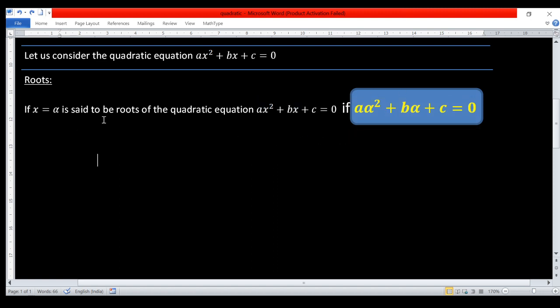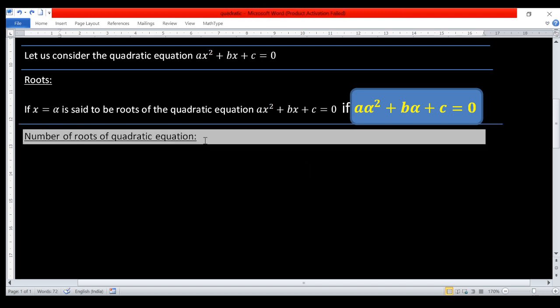So there is an equation ax square plus bx plus c, and you replace x with alpha in that equation. It will give one value. If that value is equal to 0, then x is equal to alpha is called a root. If it is not equal to 0 by substitution of x is equal to alpha, then x is equal to alpha is not a root of the equation. So only in the case of equal to 0, x is equal to alpha is called a root of the equation. Fine. Next, number of roots of the quadratic equation.